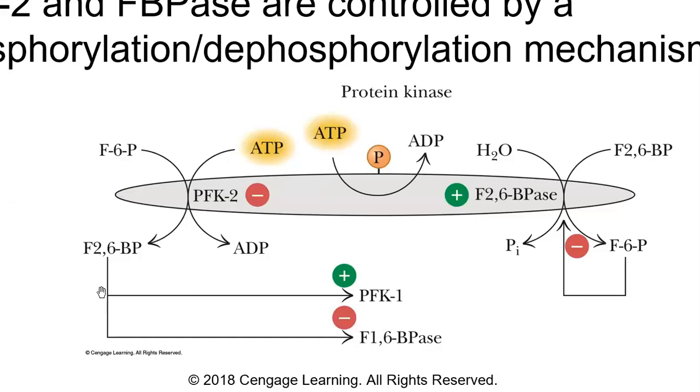Now, this sugar phosphate, as we said, activates phosphofructokinase 1 and inhibits fructose 1,6-bisphosphatase. And this is the role of this sugar phosphate in controlling both processes. Now, the net result is similar to the control of glycogen synthesis and breakdown, the one we saw at the beginning of this chapter.